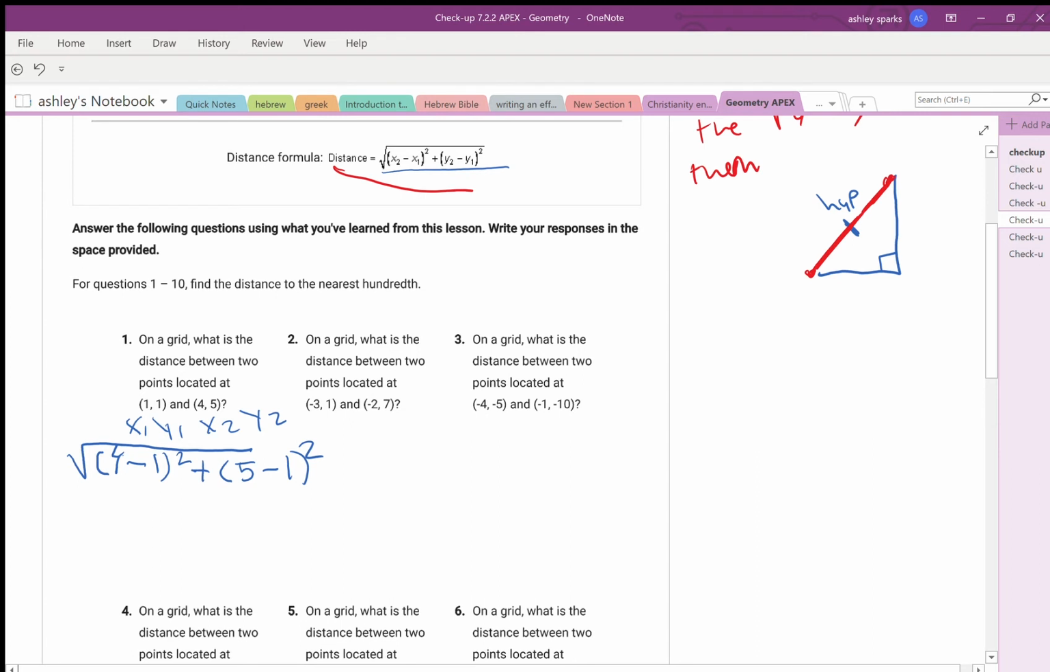Depending upon your strength with this kind of thing, you can do it in more or less steps. It's really a personal preference thing. I'm going to do this one out with just a lot of steps so you can see it all. So we still have our square root sign. We haven't dealt with that yet. I know 4 minus 1 would be 3 squared, plus 5 minus 1 is 4 squared. Okay, so I've just done the subtraction, so you can start there, easy steps.